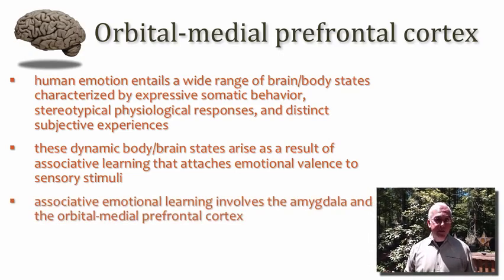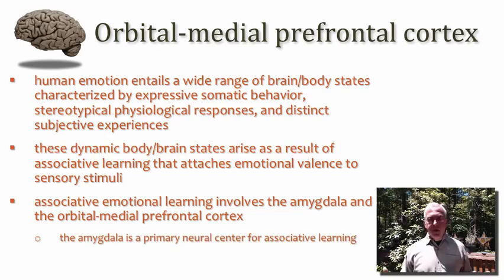Associative emotional learning involves two key centers in the forebrain: the amygdala in the anterior medial temporal lobe and the orbital and medial sector of the prefrontal cortex. The amygdala is a primary neural center for associative learning, and one important contribution of the amygdala is to process those signals that will increase our vigilance because they predict the presence of risk or threat.